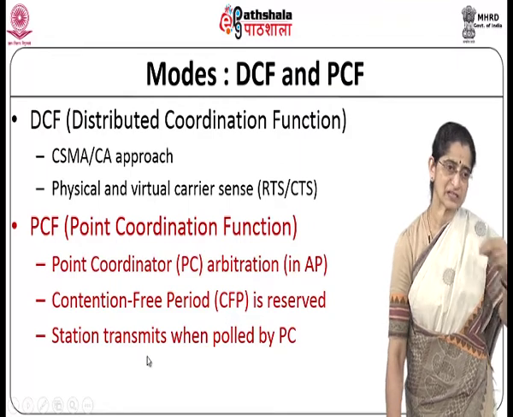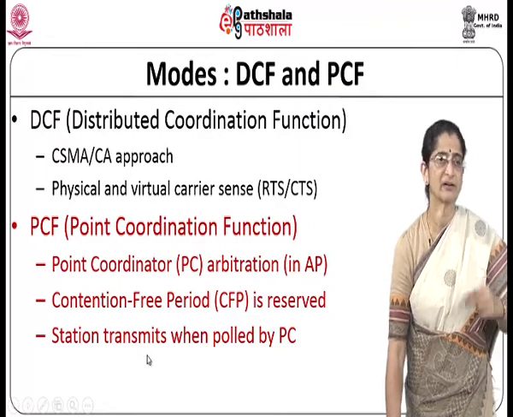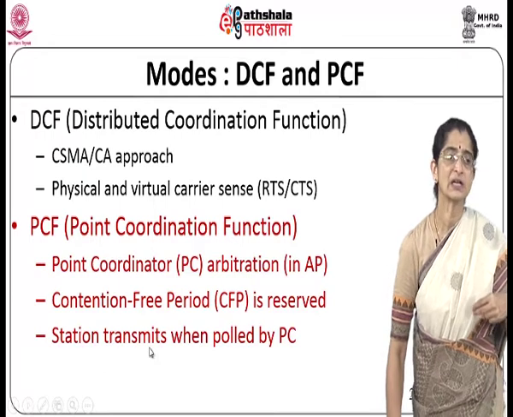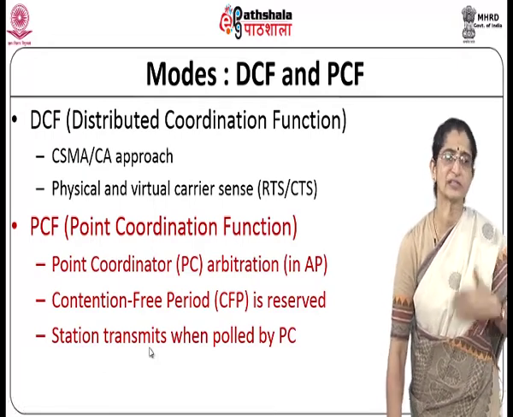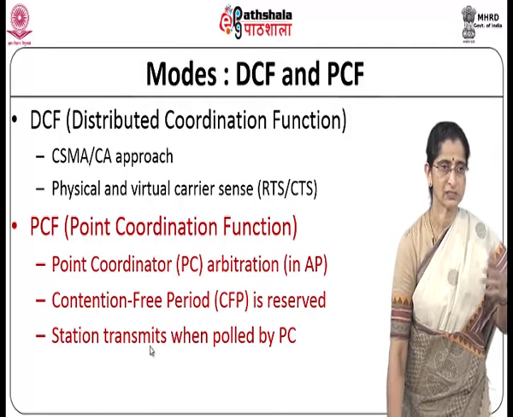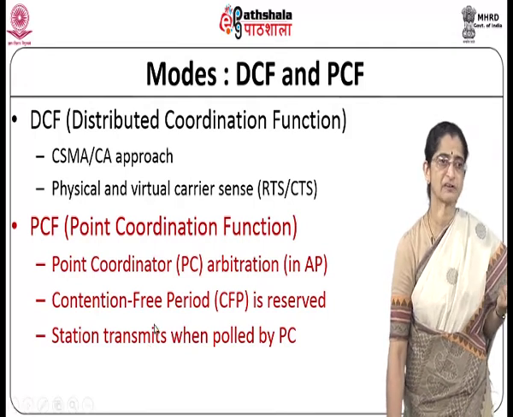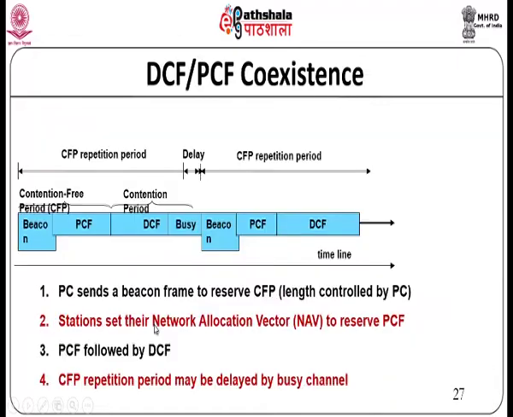So it will poll the stations and let the stations find out which are the stations that need to transmit, and give the channel to those stations in order so that they can do the transmission. Okay. So we have these two modes of operation, PCF mode and the DCF mode, and both of these coexist in a given 802.11 network.